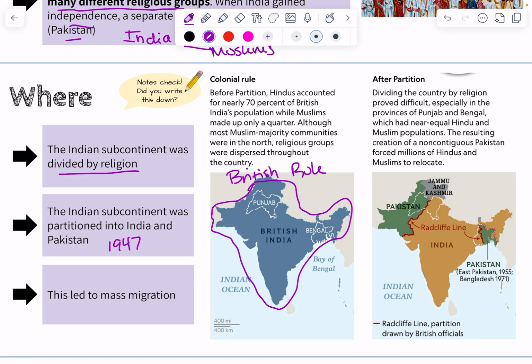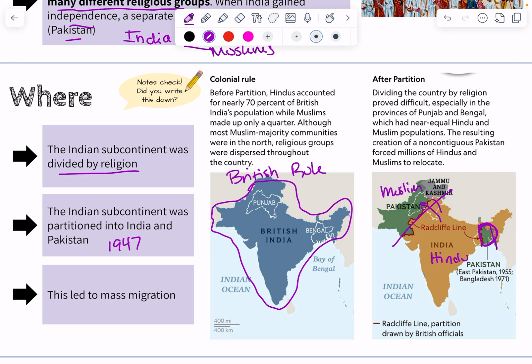Essentially what they did was they cut it here and they did a little cutout right here. The green was Pakistan, and the orange here is India. This was mostly Hindu people. Pakistan was mostly Muslim people, as well as East Pakistan in this little area right here. And essentially this led to a mass migration.